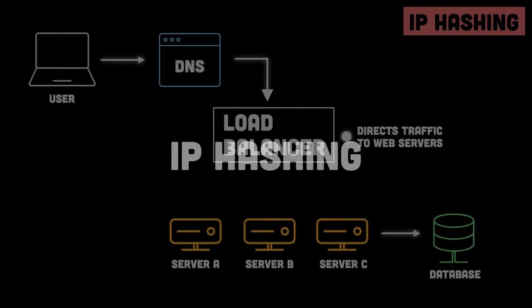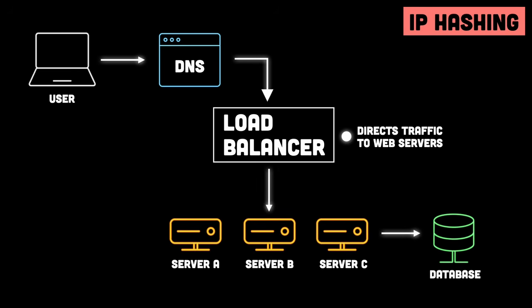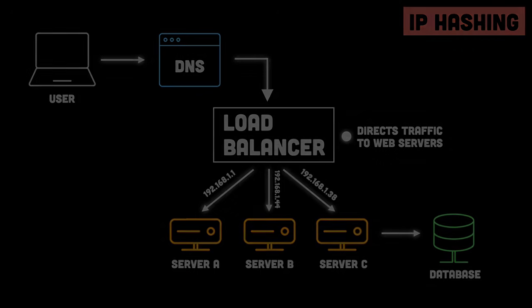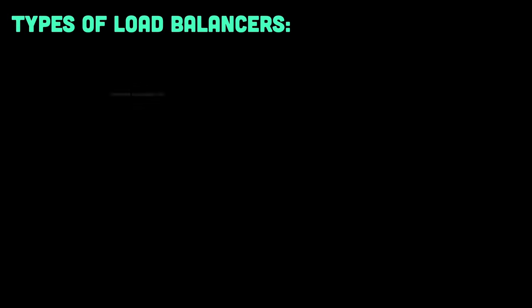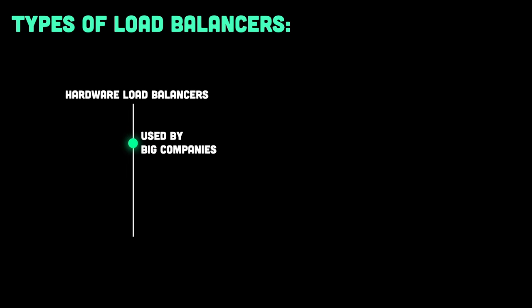Then there's IP hashing, where the user's IP address determines which server they get sent to. This is especially useful when you want the same user to keep hitting the same server. Like if you've got session data that shouldn't move around, like what's in their shopping cart or where they paused that movie.